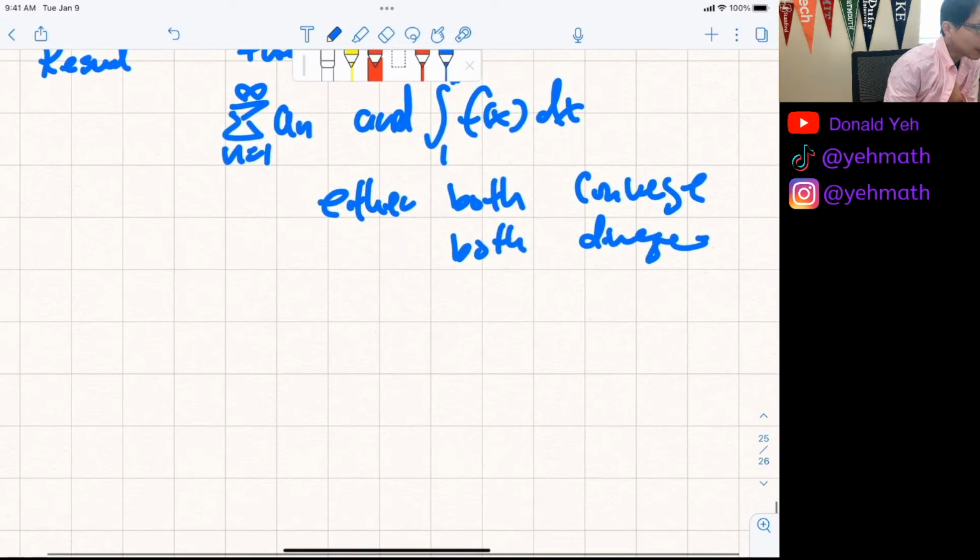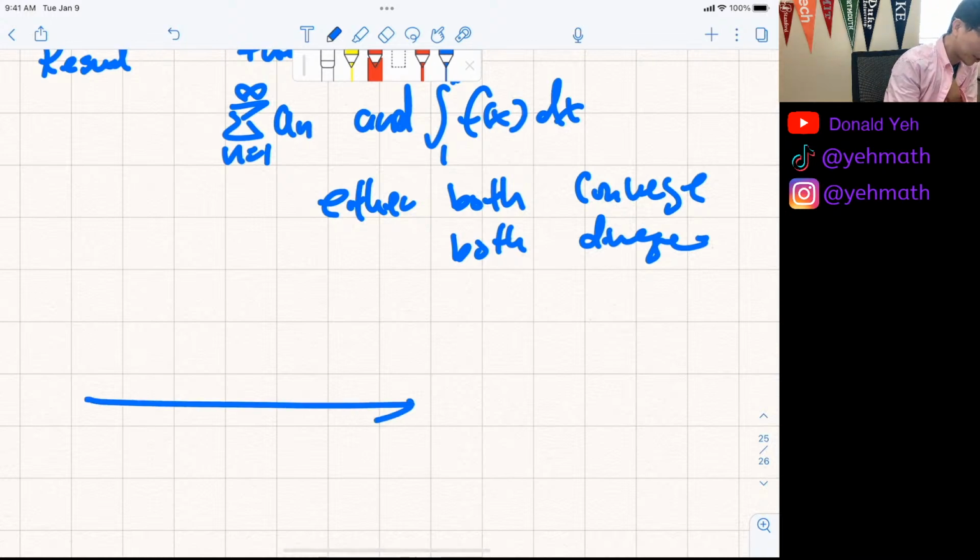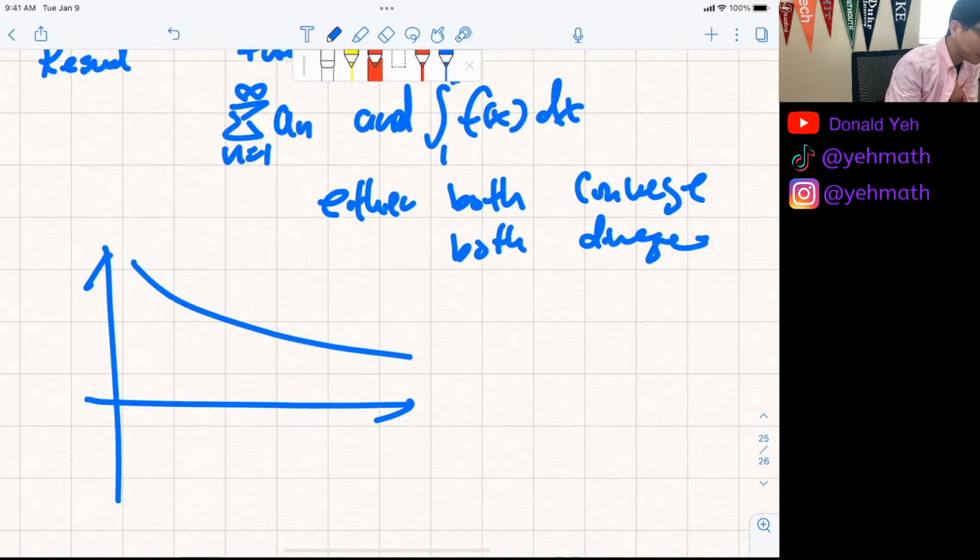Now what happened is, I didn't explain this in third period, but if you really think about it, if this function is decreasing, let's just say it's like this, and let's just say between 1 to whatever, let's say 10.